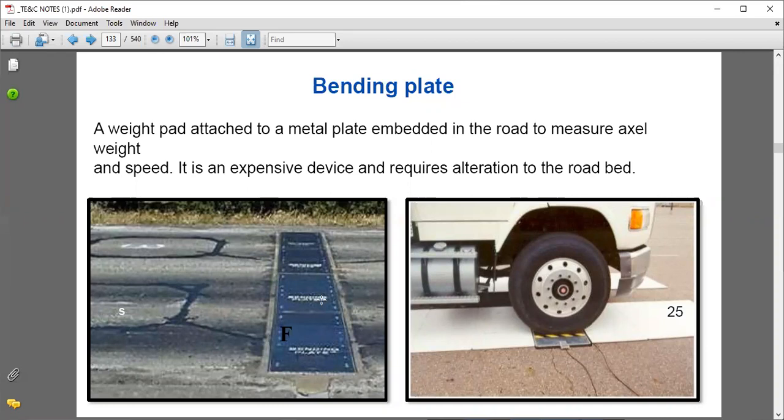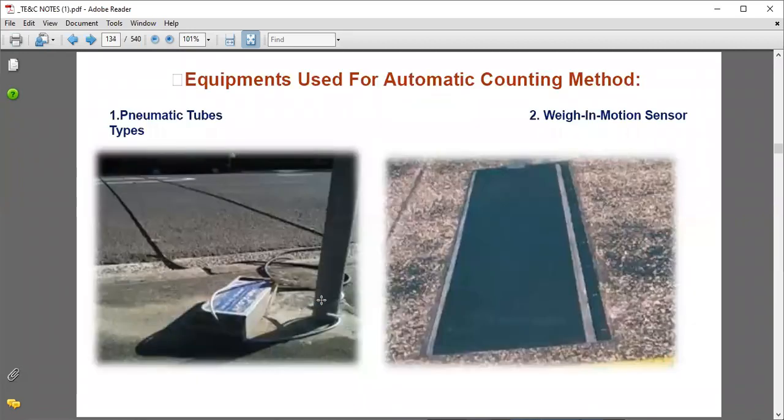These bending plates are placed on the road, as you can see here, and through them we can calculate the speed as well as the weight of the vehicle. It is an expensive device and requires alteration to the road. Through this we can also count the vehicles. Second is the weight of the vehicle, and third is the speed of the vehicle, which we can also calculate by this bending plate method.